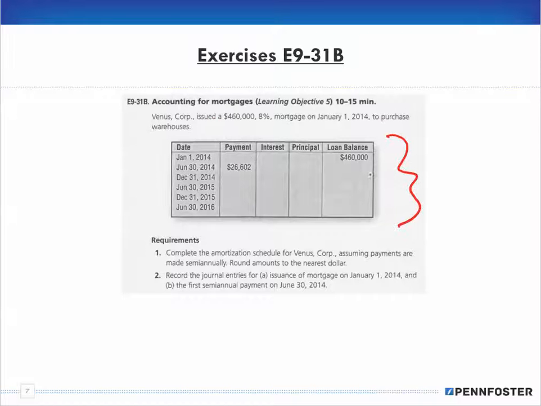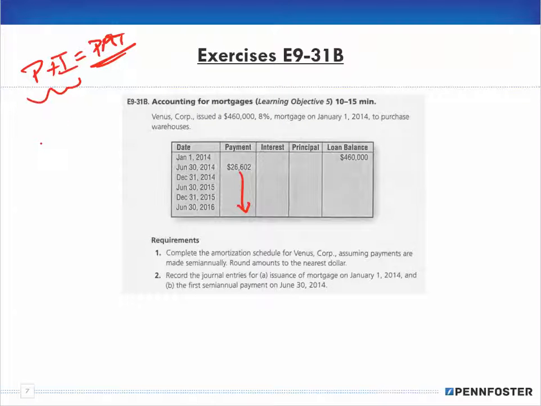Okay, so here's the table that was supplied to you in the homework problem. And as far as the payment is concerned, the payment's going to stay the same, $26,602 all the way down. That's the payment, every single payment. Now, with each payment, principal plus interest is equal to your payment. So we know the payment, but we have to figure out the principal plus interest. Now we have a loan balance of $460,000.